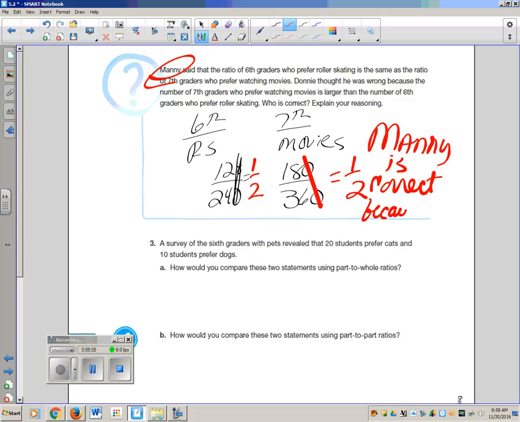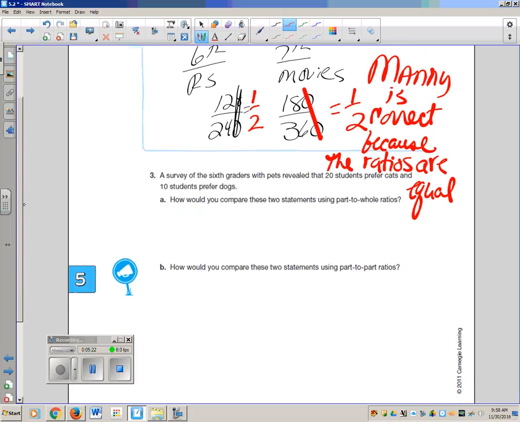because the ratios are equal. So you've written your sentence, you proved your math. Yes, you need to write it. One more.